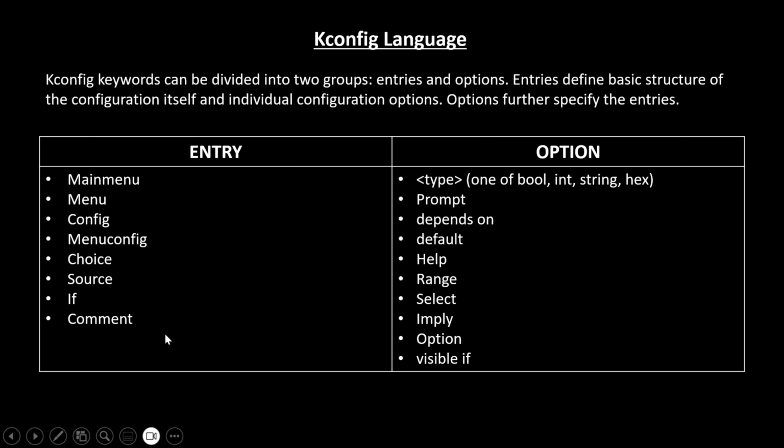The kconfig keywords can be divided into two groups: entries and options. Entries define the basic structure of the configuration itself, and individual configuration options. An option further specifies the entry. So entry is menu. Inside menu there is an entry called config, and inside the config you have written bool, int, string, range, help. So inside the entries there are options. I have not covered everything here, but I have covered most of the configurations that are usually used.